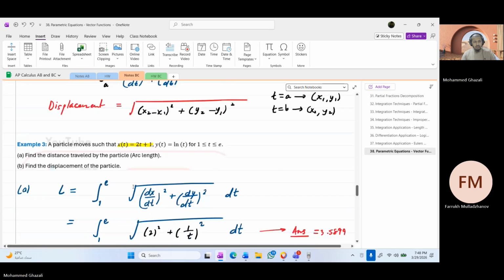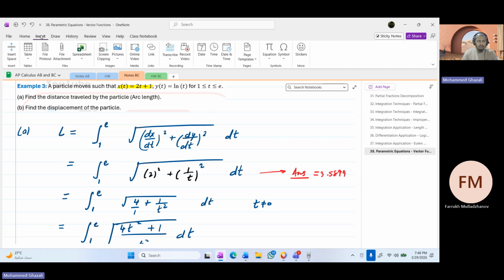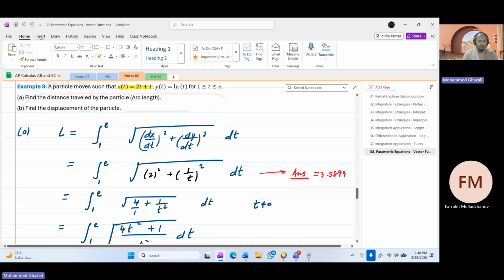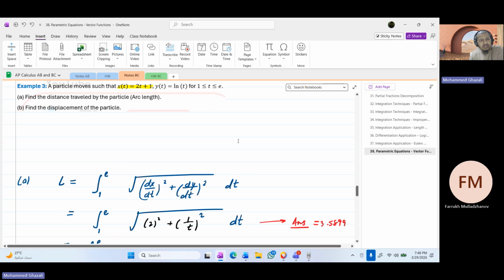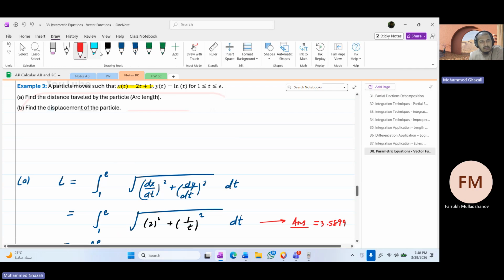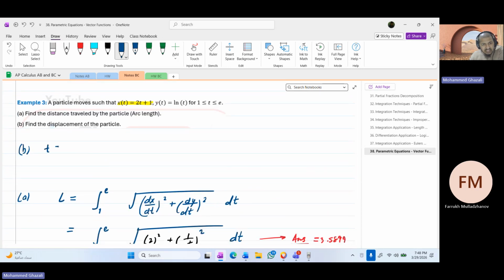Now, this was only the first part. Find the displacement of the particle. Let me take this part to the bottom and then do part two. Part B would have been much easier. Finding the displacement, what is that? What is the displacement? Where did you start off the particle? The particle started off at t equals 1. For t equal to 1, what are the coordinates? If t is 1, the coordinate is 1, 3, isn't it?